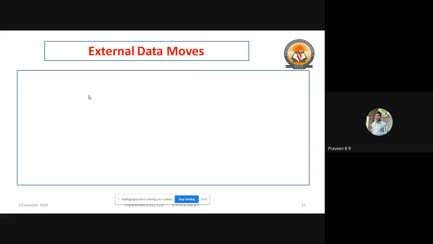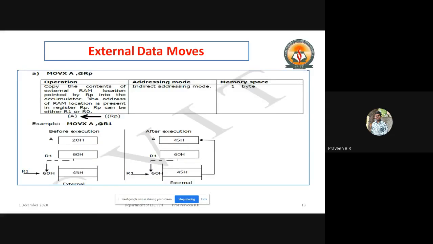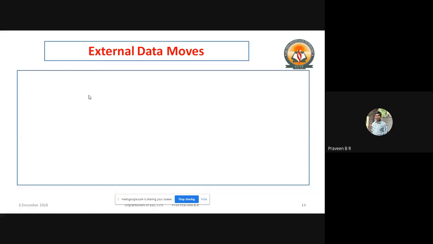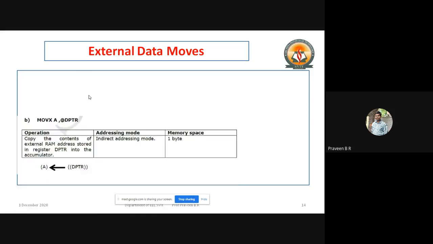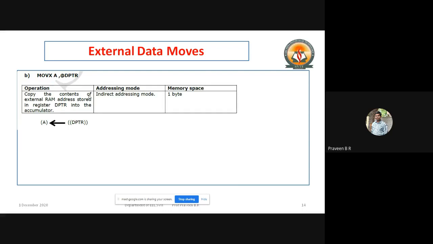External data moves are related to pointing towards the external memory location. What do you mean by external memory location? External memory location is outside the microcontroller. I may be using space outside the microcontroller. Who points to the external memory location? It is the data pointer, given by DPTR. DPTR is a data pointer which is a 16-bit register which always points towards the external memory location.